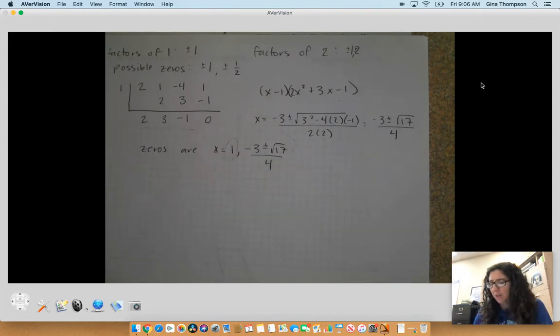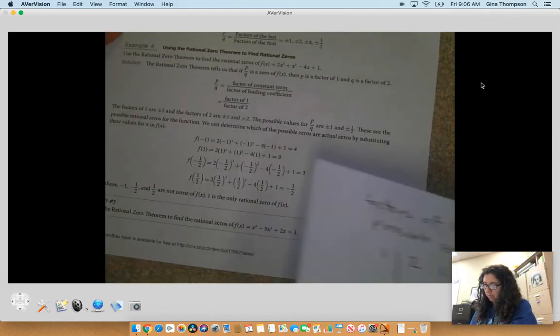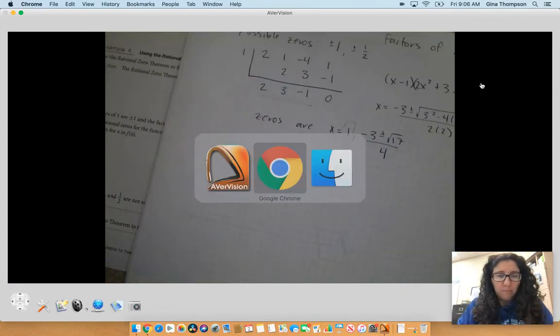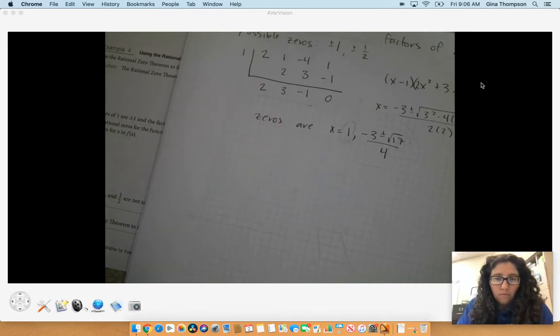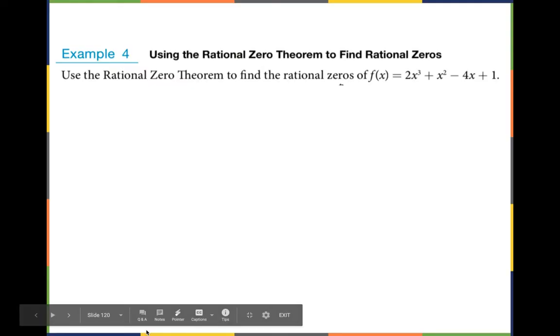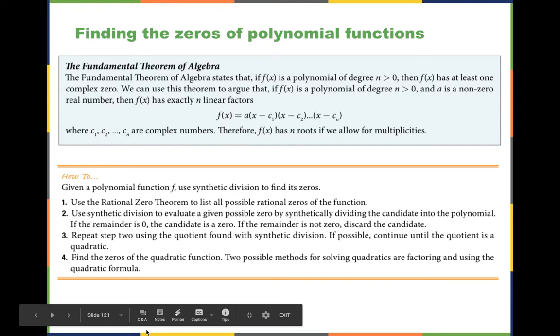Okay, so anyway, don't worry about me. All right, so let's go back. No, this wasn't working last time either. Okay, here we go. We did it. We found the rational zeros of that polynomial.